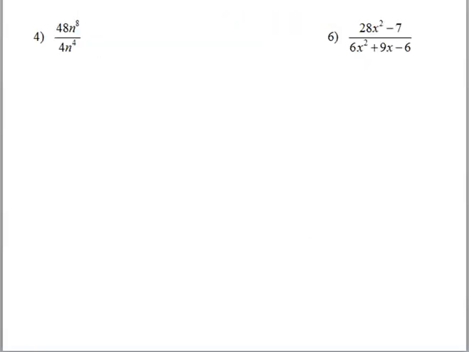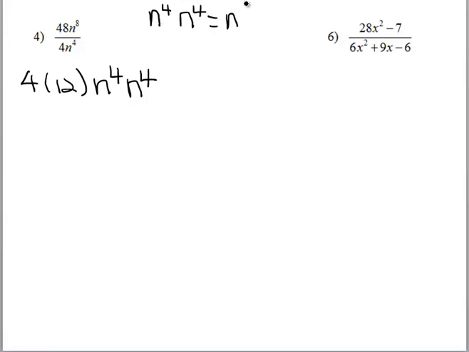Let's work on some problems here to kind of get our feet wet. This first one, 48 n to the 8th over 4 n to the 4th, we can do some factoring. This is the same as 4 times 12 times n to the 4th times n to the 4th. If you want to remember, if you are multiplying with exponents, that's the same as n to the 8th, because 4 plus 4 equals 8.